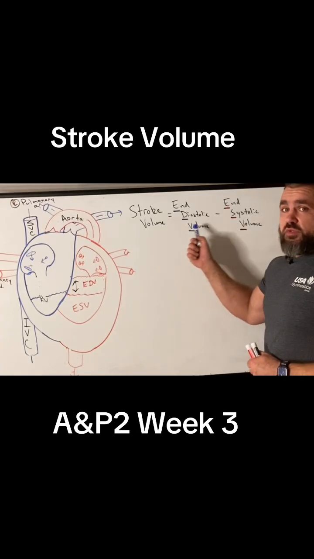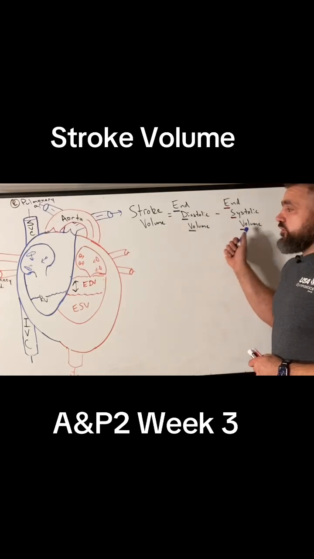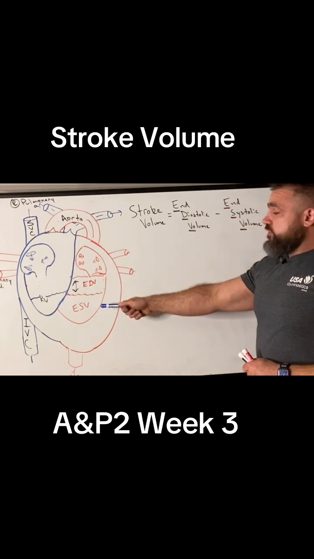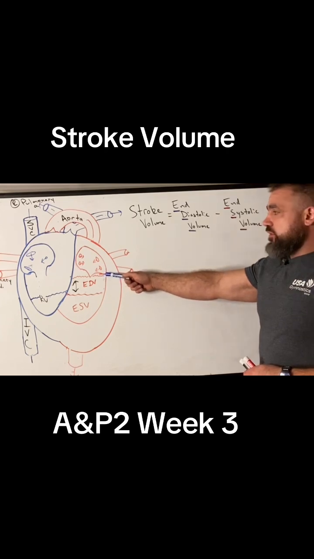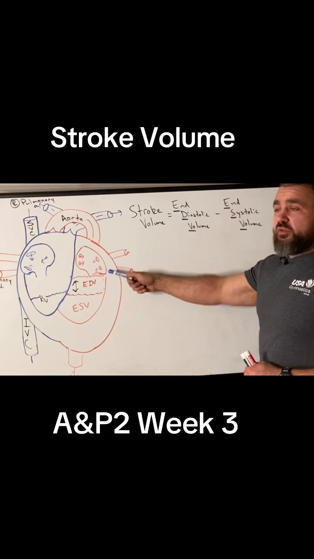Stroke volume is the difference between the end diastolic volume and the end systolic volume. So again, the heart's most filled with blood at the end of diastole, so the left ventricle is filled up all the way to here, right? That's maximally filled with blood before the ventricles contract, right?